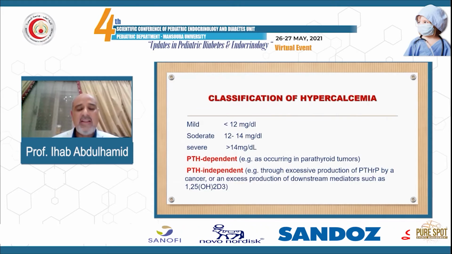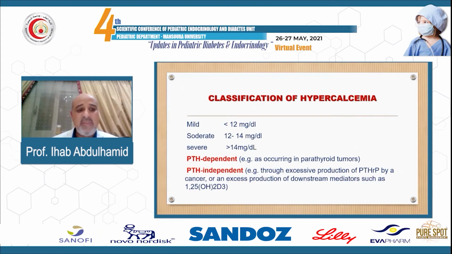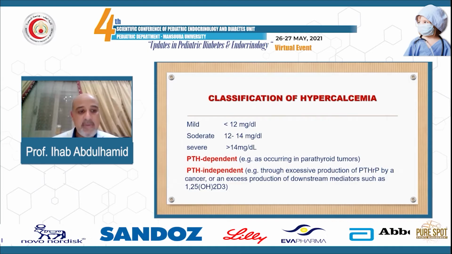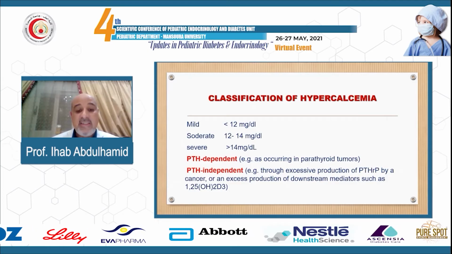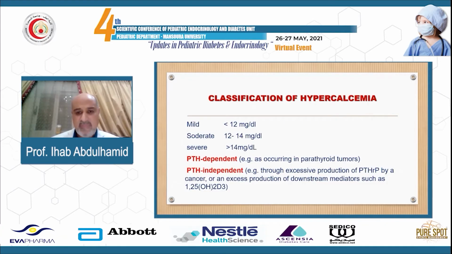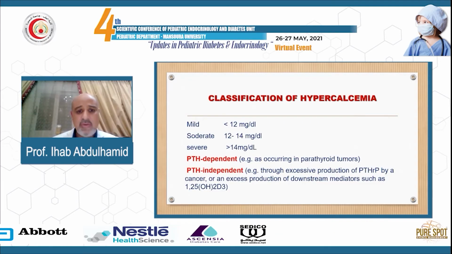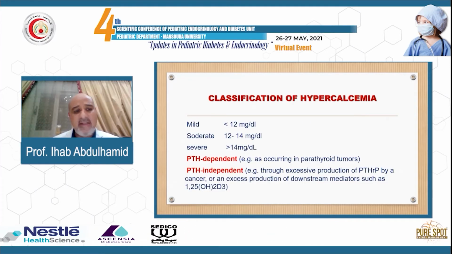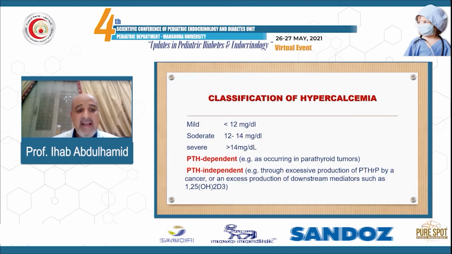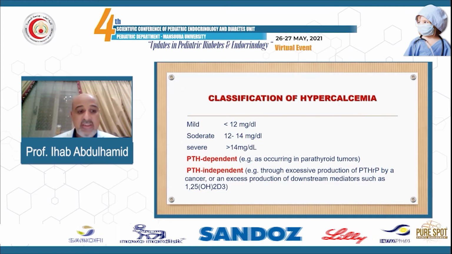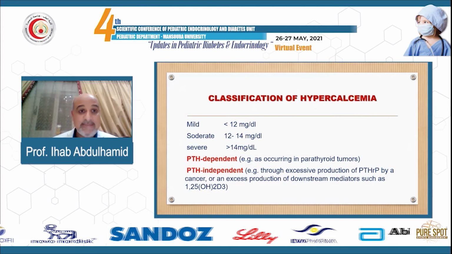When we are classifying hypercalcemia, we have to know if the PTH is high or the PTH is suppressed. So it's PTH dependent, where the parathyroid gland is producing a large amount of PTH, which in turn leads to hypercalcemia, while it's PTH independent, either through PTH-related peptide by cancer or excess production of 1,25-dihydroxy vitamin D.